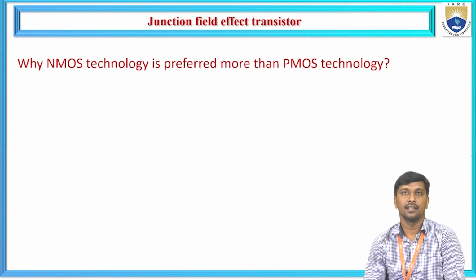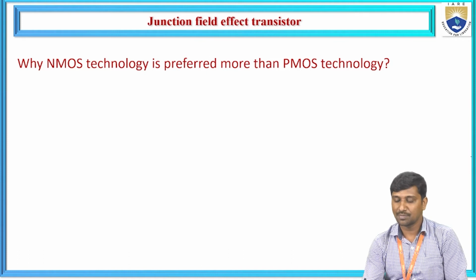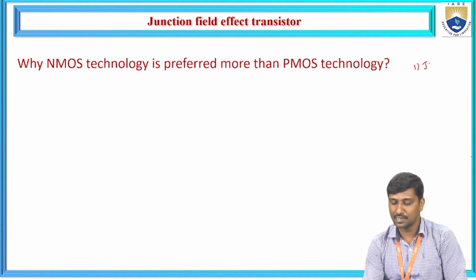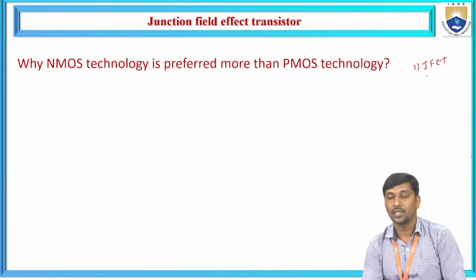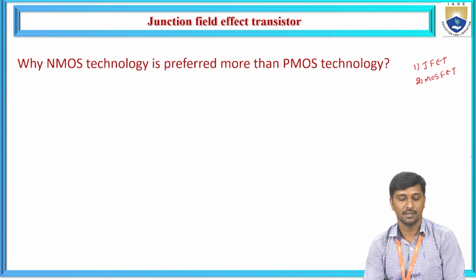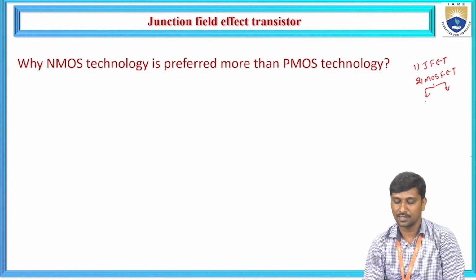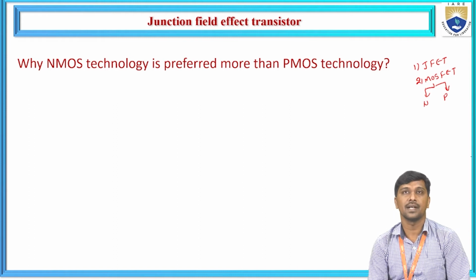Now, why NMOS technology? If you consider the field effect transistor, we have two types of field effect transistor. One is JFET, the junction field effect transistor, and the second one is MOSFET, metal oxide semiconductor field effect transistor. In the MOSFET also, we again have two types, either N-type MOSFET or P-type MOSFET.